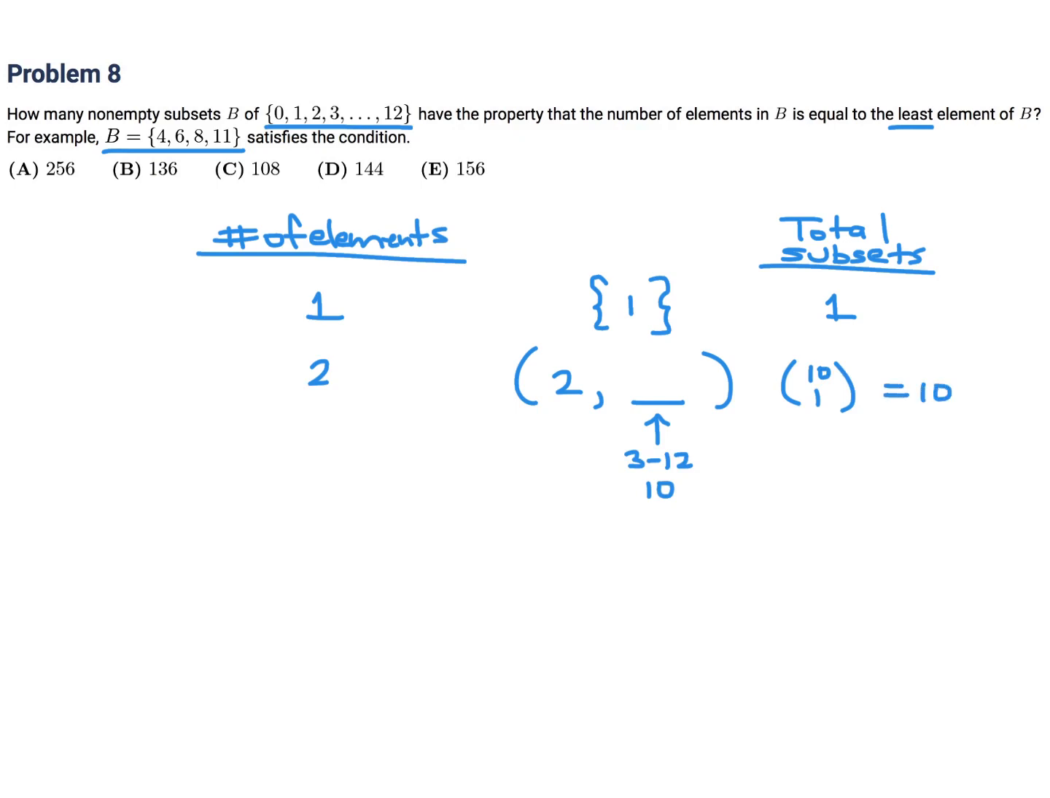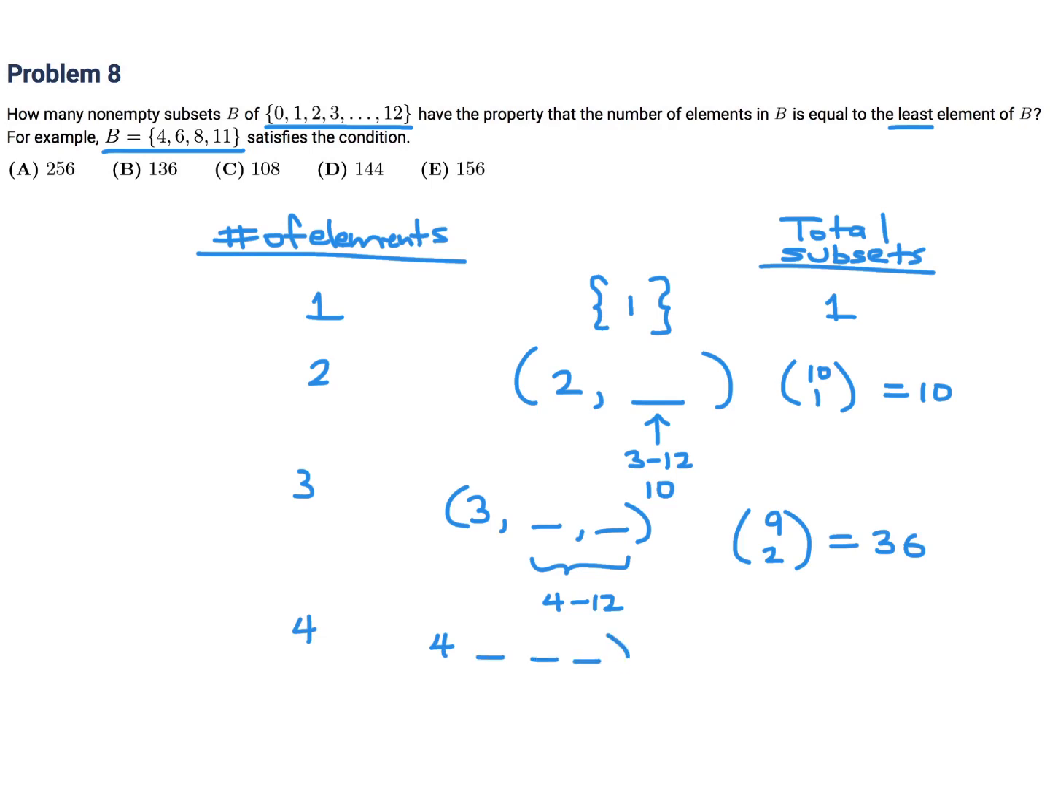Okay, let's keep going. 3 elements this time: 3 and then 2 additional elements. Correct? And these additional 2 elements can be anywhere from 4 to 12 because they have to be greater than 3. So that is a total of 9 elements. So from those 9 elements, choose 2. So that's 36.